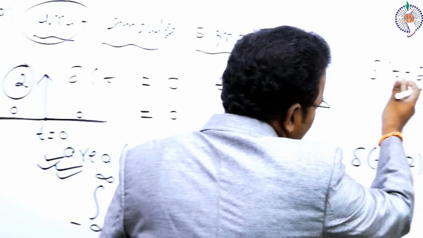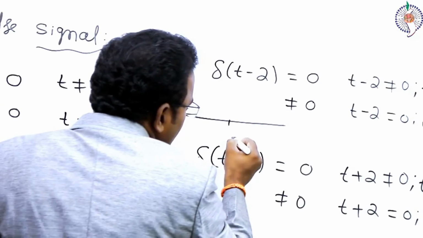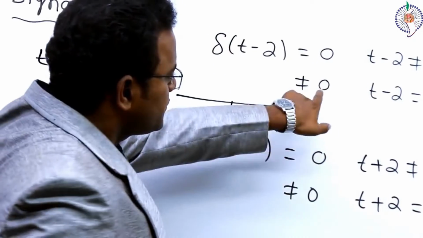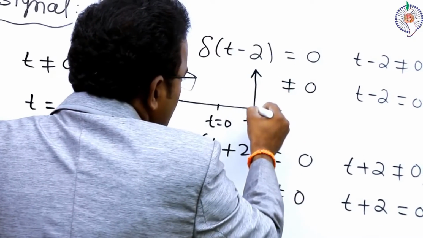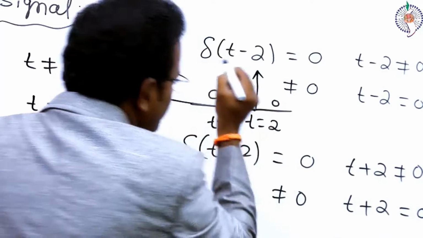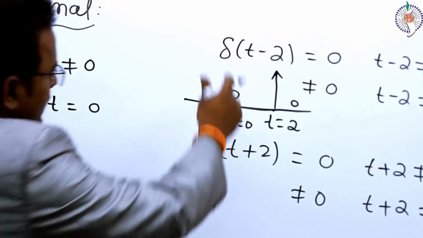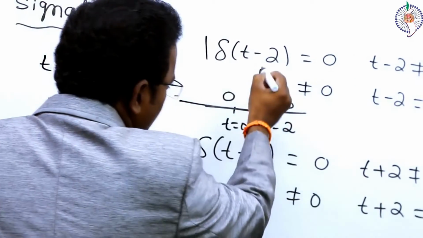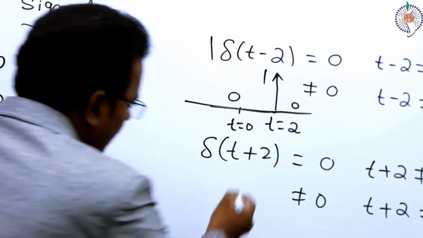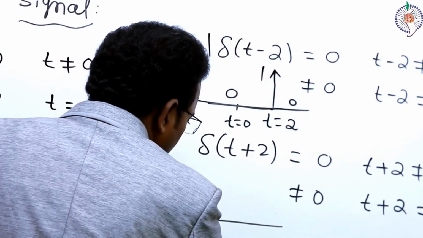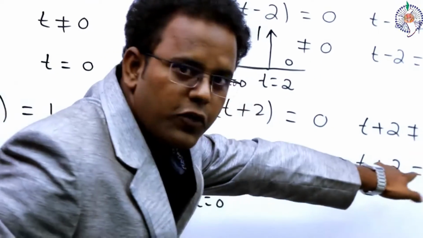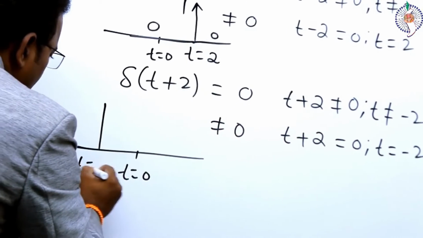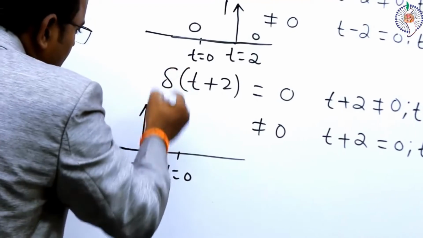Like for example, come back to here. How to draw the graph of this? It exists only at the point t equal to 2, and the rest of the values are clearly 0. Here nothing is mentioned, so we have to assume the value 1. So here 1 is the area. Like delta of t plus 2, it exists only at the point t equal to minus 2. So draw an impulse at t equal to minus 2; nothing is there, so it is 1.